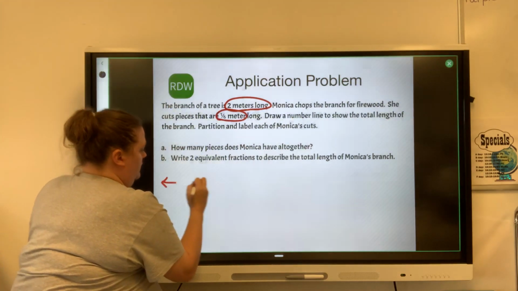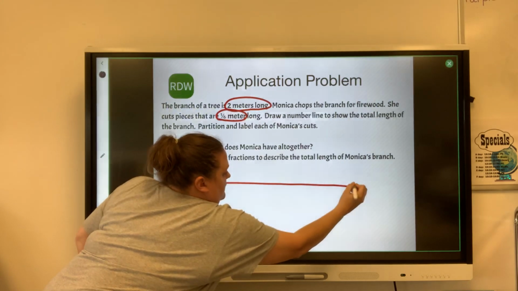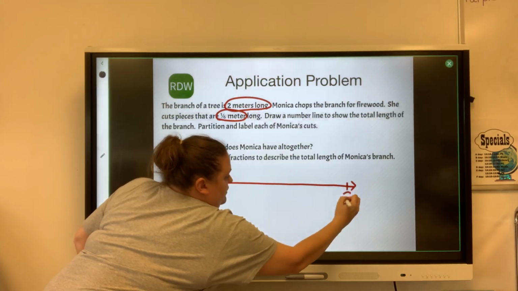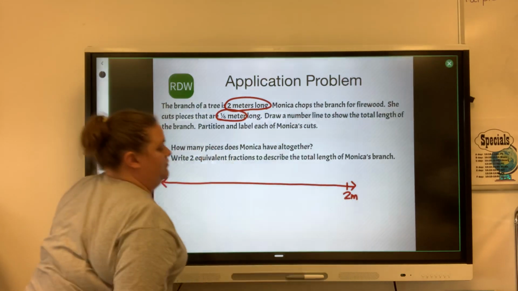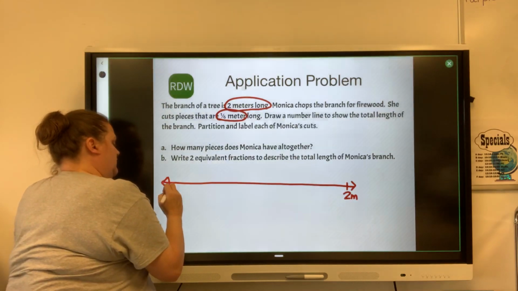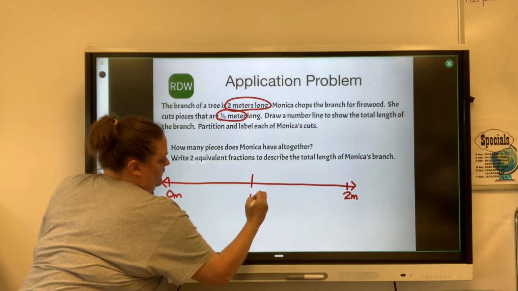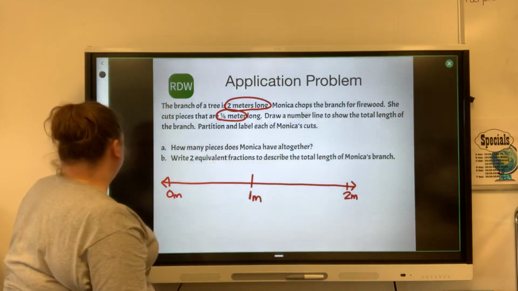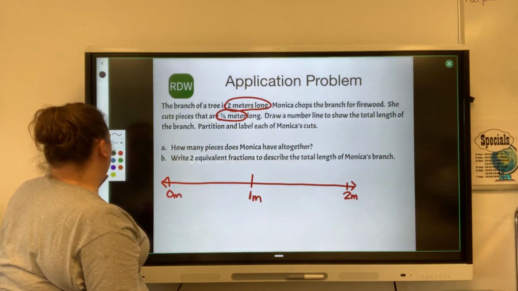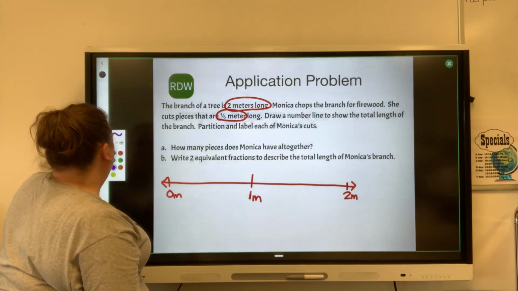I'm gonna go from here all the way over here. This is gonna be a 2 because we know we're at 2, and I'm gonna put an M by it because we're doing meters. This is going to be 0 meters. Right in the middle is going to be my 1 meter. I'm going to do this a little differently than I normally do it.